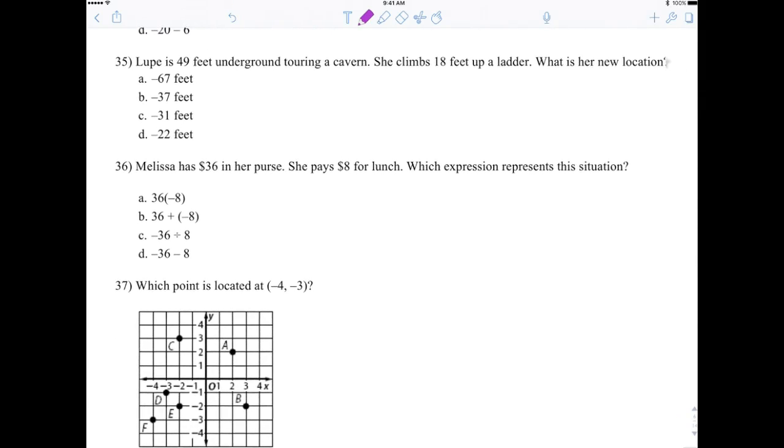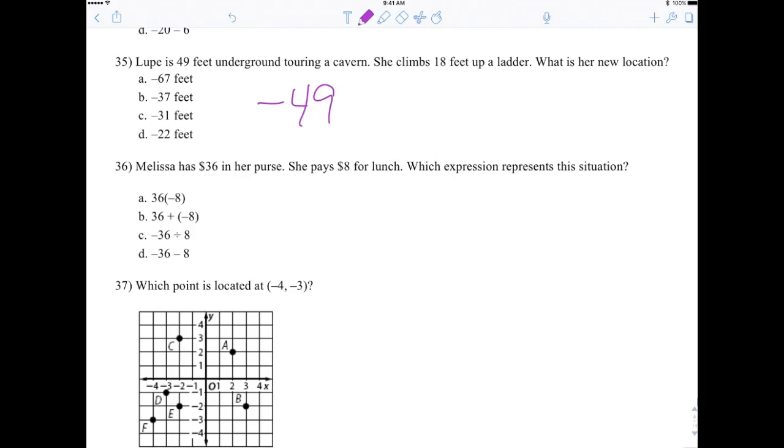Now it says, Lupe is 49 feet underground touring a cavern. She climbs 18 feet up a ladder. What is her new location? Well, now the thing you have to realize is 49 feet underground. What are they trying to tell you about the 49 then? What does that mean? Let her talk. Go ahead, Jesse. 49 feet below. Yes. Negative 49. So that's right. So I want everybody to write down on their paper negative 49.